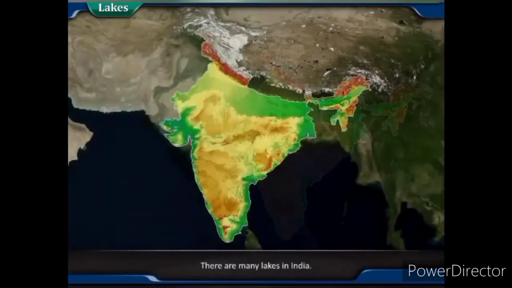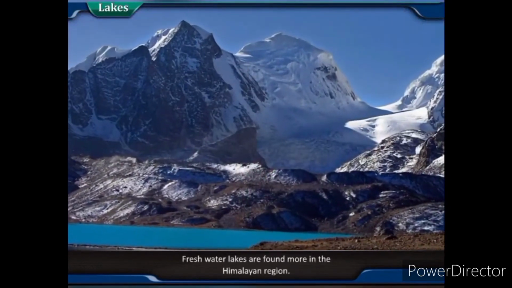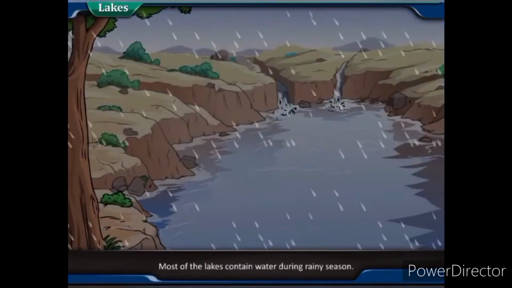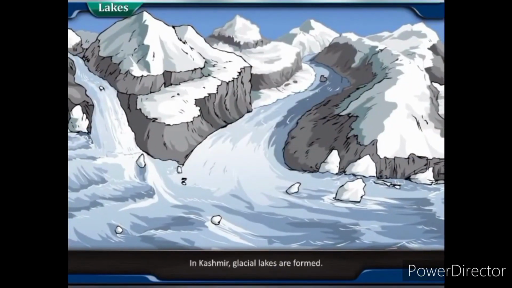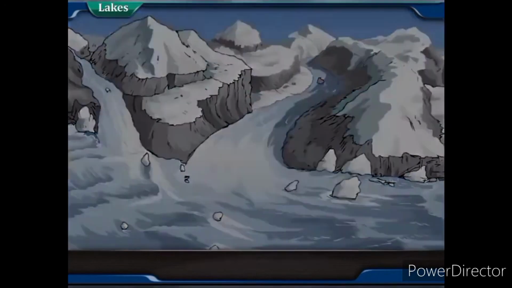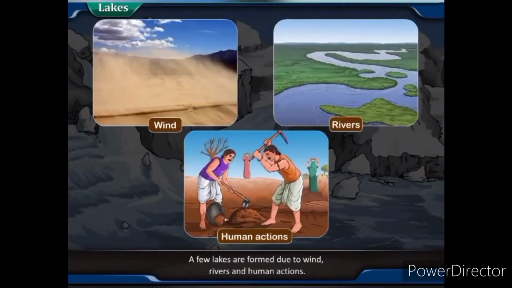Lakes. There are many lakes in India. Freshwater lakes are found more in the Himalayan region. Most of the lakes contain water during the rainy season. In Kashmir, glacial lakes are formed. A few lakes are formed due to wind, rivers and human actions.